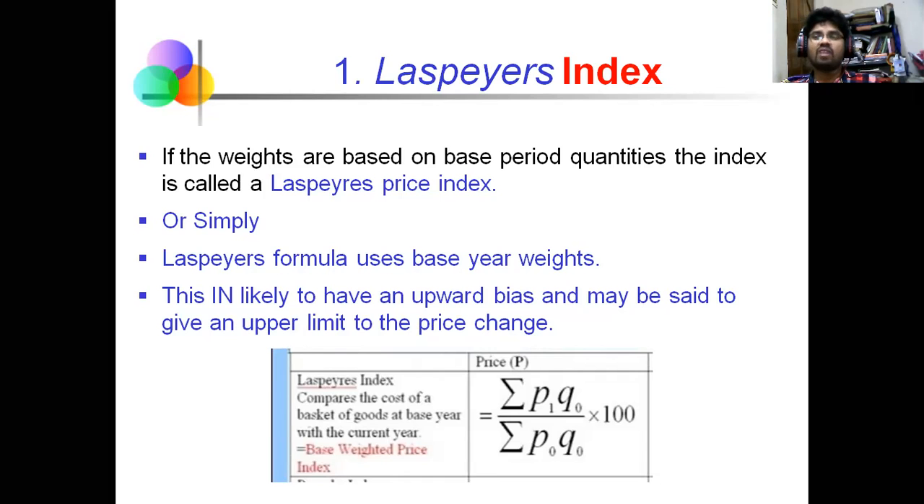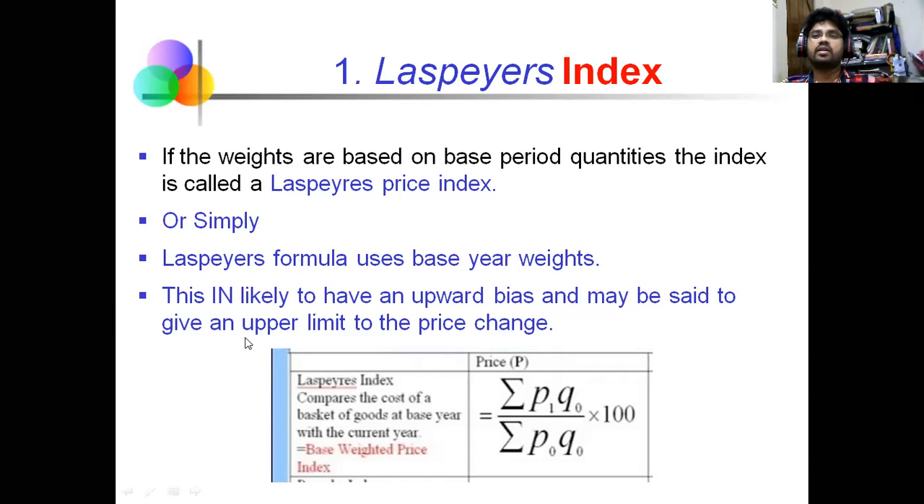Upper limit is nothing but, whatever values we are measuring among Laspeyer, Paasche, and Fisher, when you consider the Laspeyer value, it has the upper limit, that is, we get the highest value. So there is an upward bias. I will explain that at the end of the class, after completing Laspeyer, Paasche, and Fisher, then we'll understand what the upward bias is and what the upper and lower limits are.